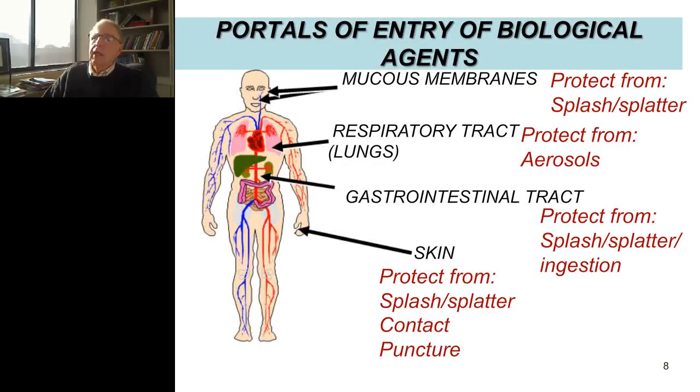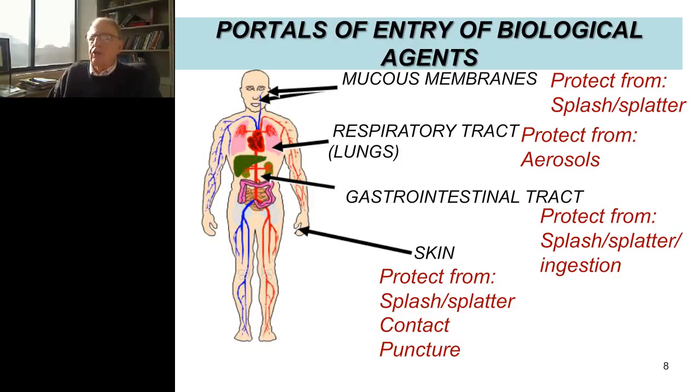Looking at this slide, this gives you the typical portals of entry of biological agents. What are we concerned about from a laboratory perspective of acquiring an agent? First of all, our mucous membranes, the eyes, the nose, the mouth. We want to protect our mucous membranes from splash or splatter with a specimen or with an agent. We want to make sure that that's not the portal of entry. So using things like splash guards are very effective. Working inside the biosafety cabinet is another effective mitigation strategy.